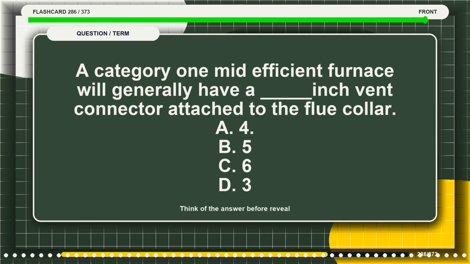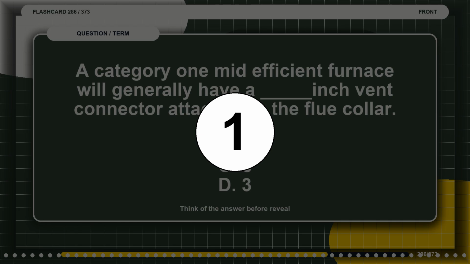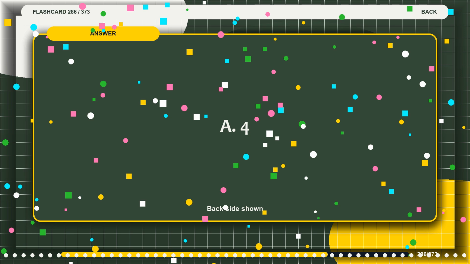Flashcard 286. A Category 1 mid-efficient furnace will generally have a blank inch vent connector attached to the flue collar. A. 4. B. 5. C. 6. D. 3. Think of the answer before the reveal. The answer is A. 4.